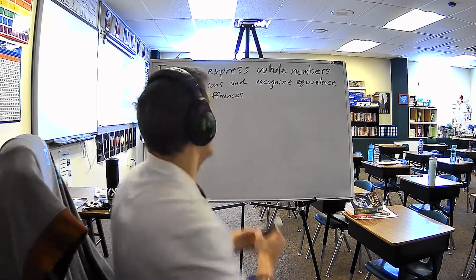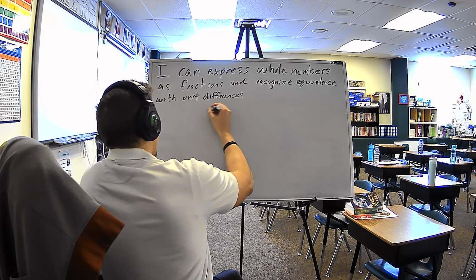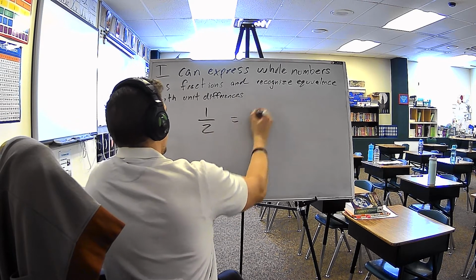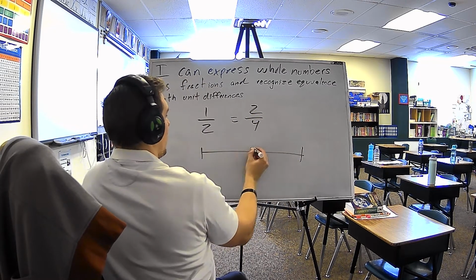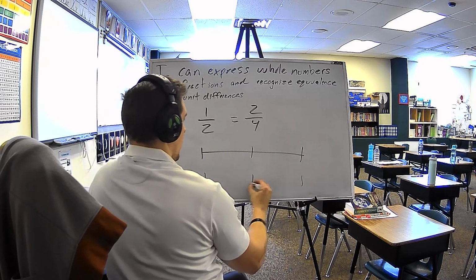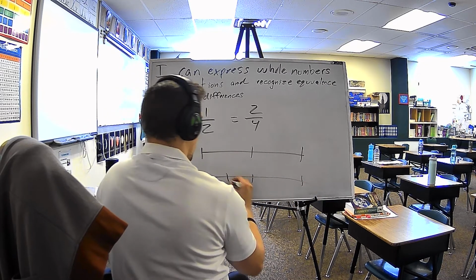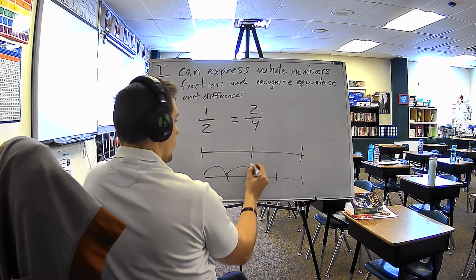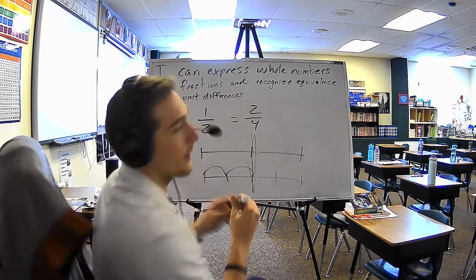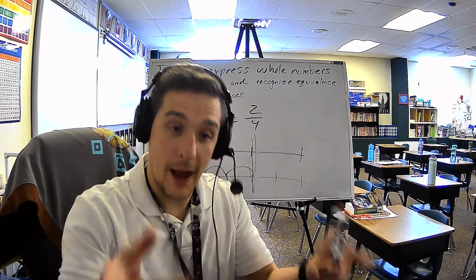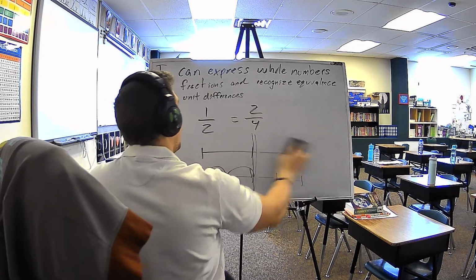So, an example of that: 1/2 is equal to 2/4, because if I were to draw a number line, 1/2 would be halfway, and 2/4 would be 1/4, 2/4, and they would both be on that straight line. So going off of that, but now we're talking specifically about whole numbers.